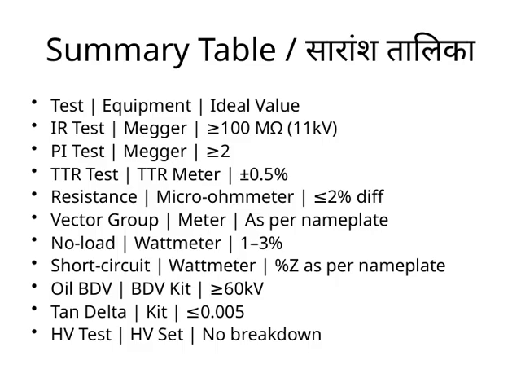Tan delta testing, which assesses the dielectric loss, should be less than or equal to 0.005, confirming good insulation quality with minimal losses. Finally, the high voltage test with an HV set must show no breakdown, ensuring the equipment can withstand the specified voltage without failure. All these tests and their ideal values are essential in ensuring the reliability, safety, and efficiency of electrical equipment. They serve as a comprehensive check before commissioning or after maintenance, aligning with our overall goal of maintaining high standards of electrical safety and performance.